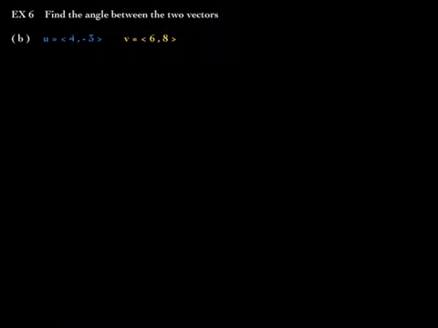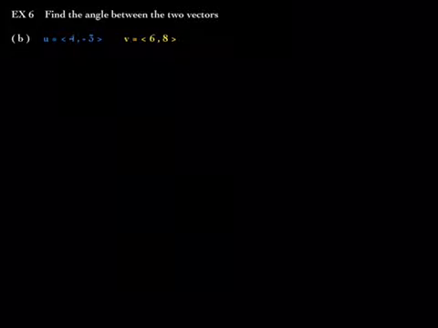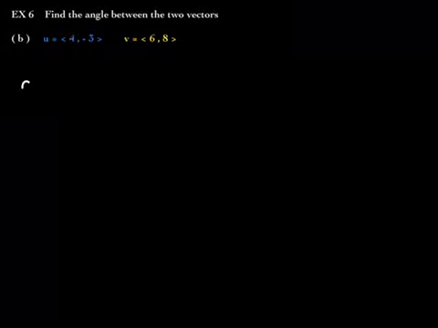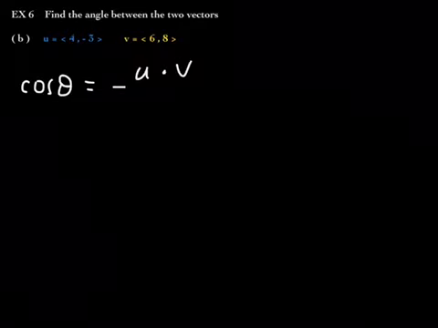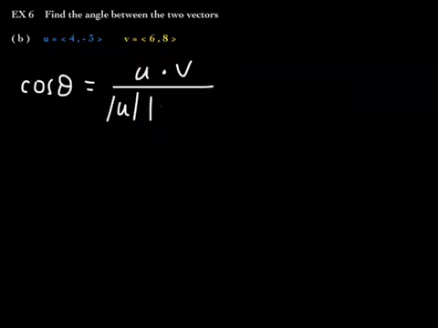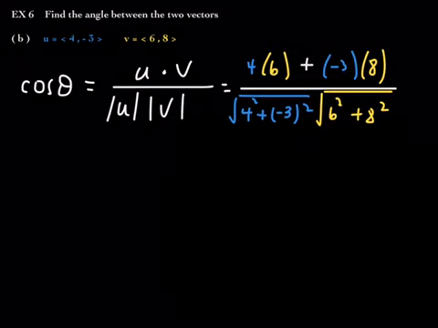Here's the next one. Actually, this is the last example. We have two brand new vectors, u and v, and we want to find the angle between them. All right, so we know that cosine of theta, which we're calling the angle between the two vectors, will be equal to u dot v divided by the product of the magnitudes of those two vectors. This is u dot v upstairs, and then downstairs I have the product of the magnitudes of the two vectors.